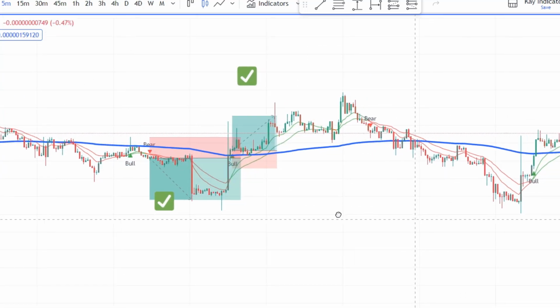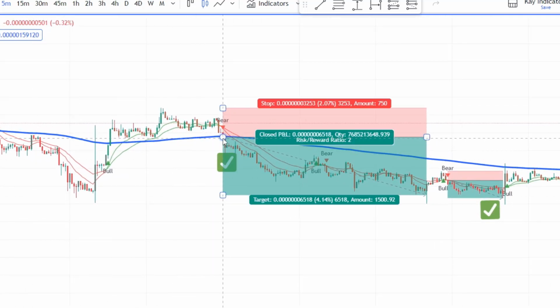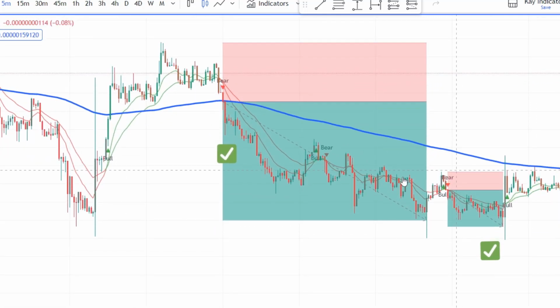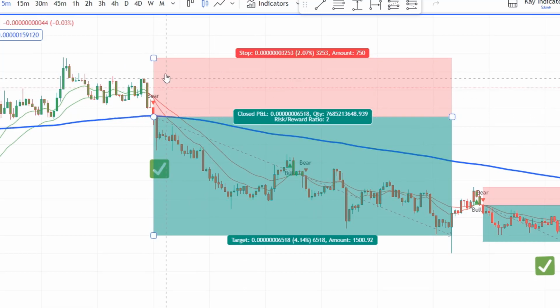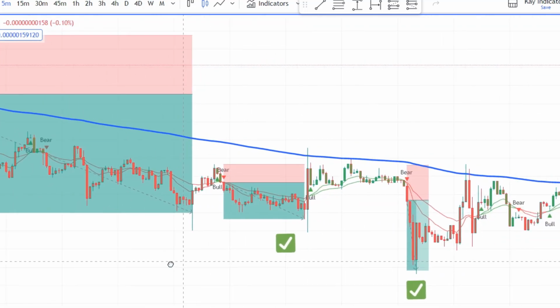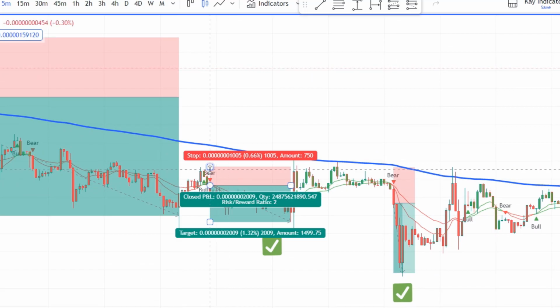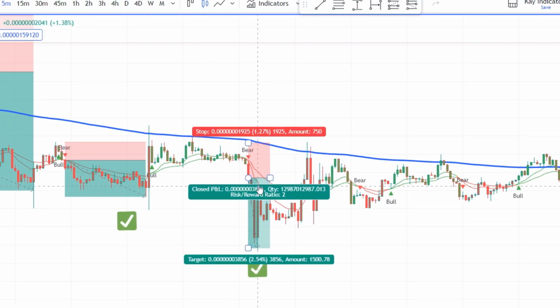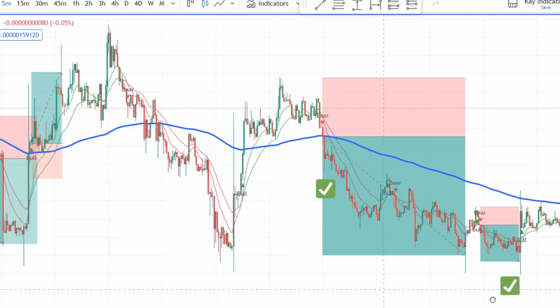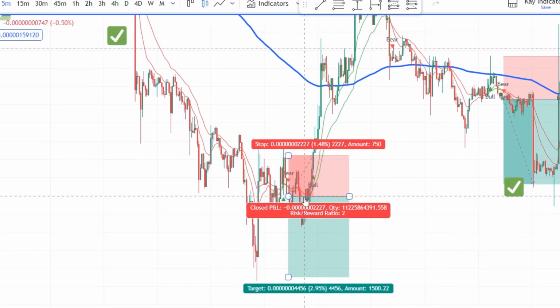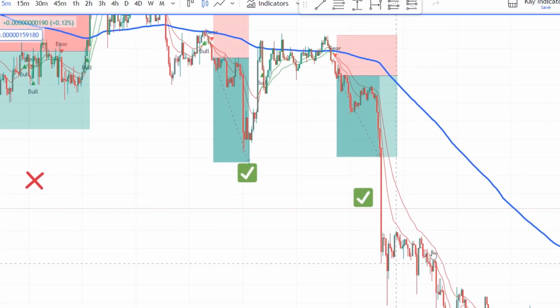You can see it live. It closed just below here, if I zoom in a bit. And you can see this trade was very, very good with 4.14% profit. Here's another small one. You can see these small swing highs with 1.32%. This one was also profitable with 2.54%. That was the losing trade. It had a 1.48% loss.